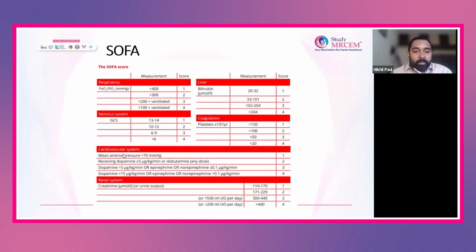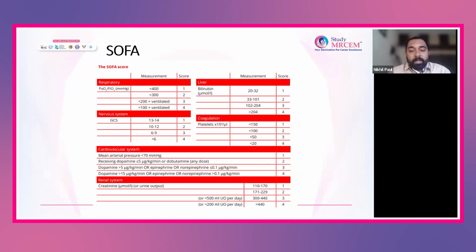Now another parameter is the cardiovascular system, MAP comes over. MAP less than 70 is 1. Receiving dopamine less than 5 micrograms is 2, dopamine more than 5 microgram per kg per minute or epinephrine, norepinephrine is 3, dopamine requirement more than 15 or norepinephrine more than 0.1 is considered as 4.